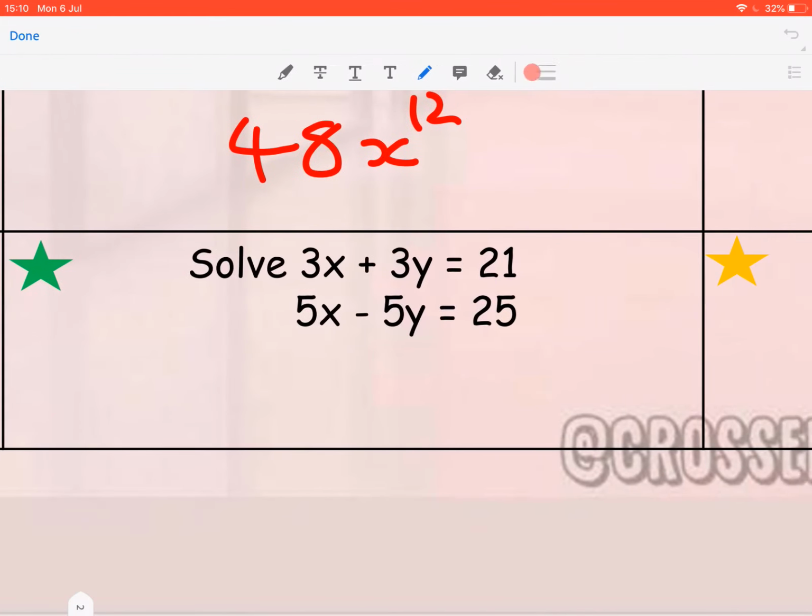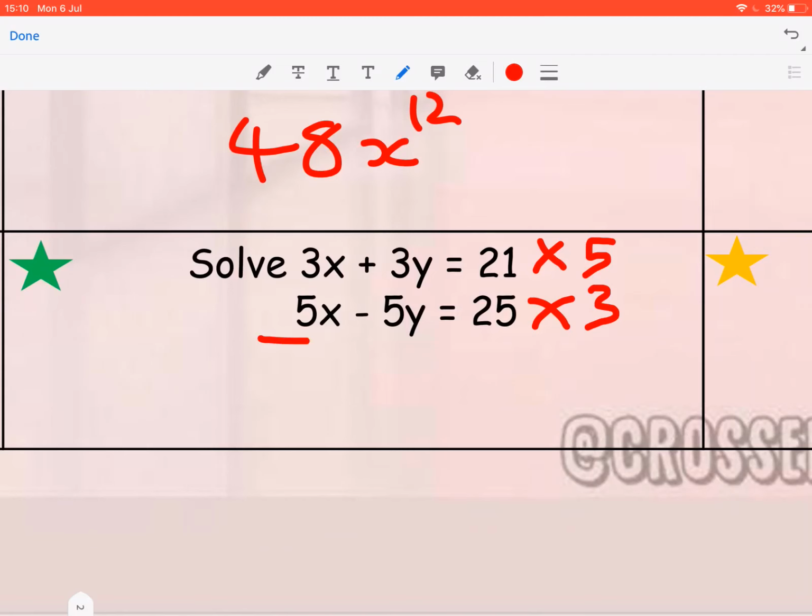Bit of simultaneous equations, quite straightforward. Just got to make sure you make the y's the same. I'm going to times the first one, all of it, by 5, and I'm going to times the second one, all of it, by 3. What that'll do is make the numbers in front of y exactly the same. Once you've done that, you can cancel them out.